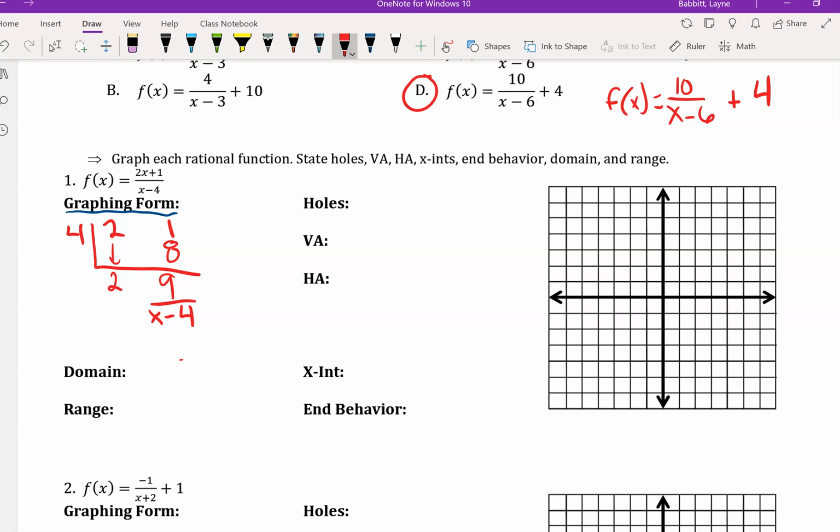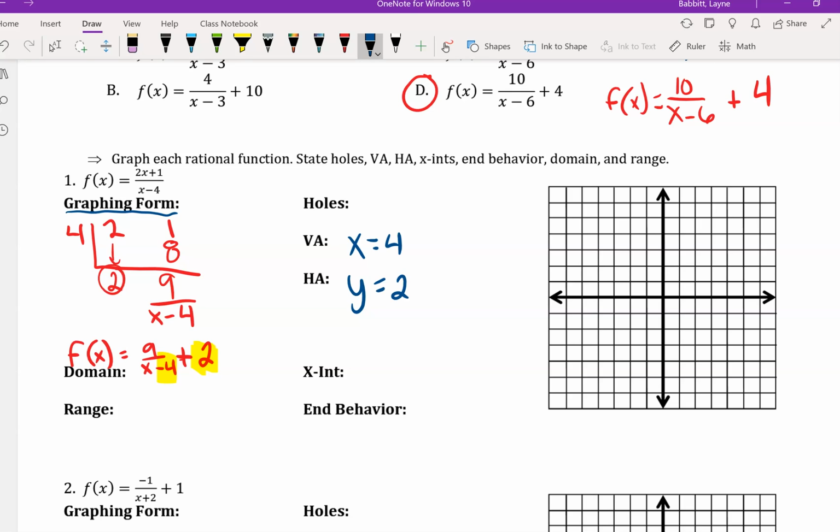And then to write this in graphing form, just do f of x equals, we put the 9 over x minus 4 first. And then we move this 2 to the other end, so plus 2 on the end. And that's now in HK form, or graphing form, where this is your H and that is your K. And that will give us the vertical and horizontal asymptotes. So the vertical asymptote is x equals 4, because we do opposite of H. And then horizontal asymptote is 2, y equals 2.